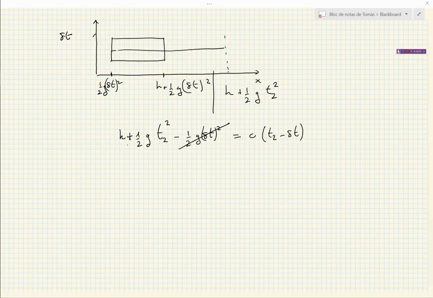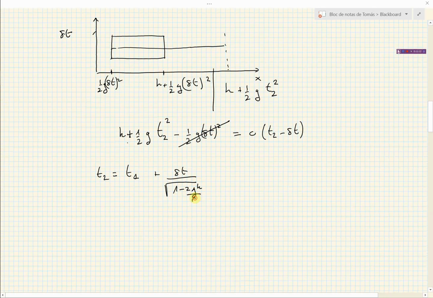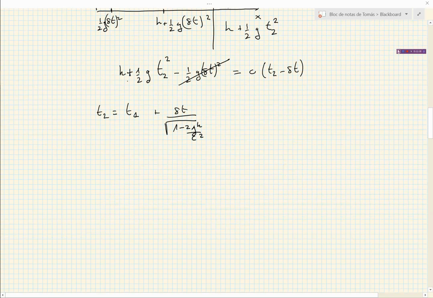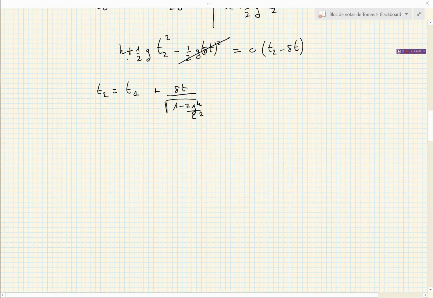That T2 is equal to T1 plus delta T divided by the square root of 1 minus 2gh divided by c squared. Okay, let me do this calculation explicitly now, just for your benefit.